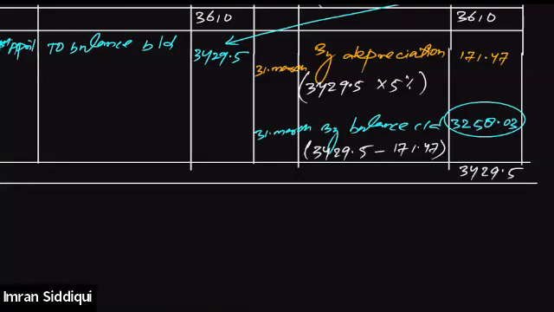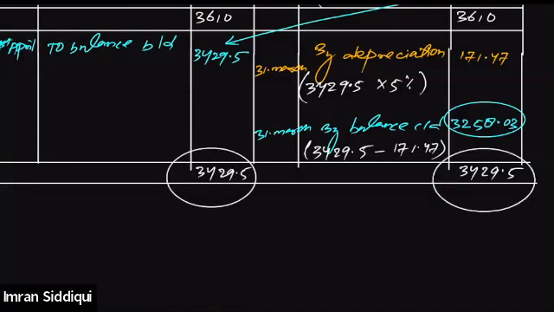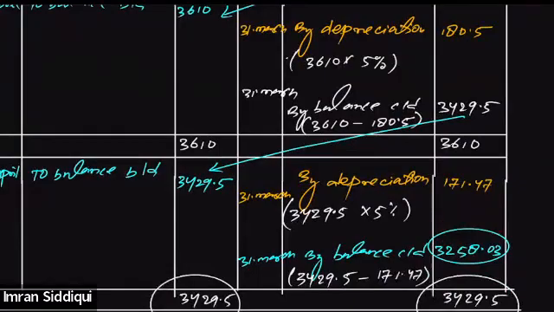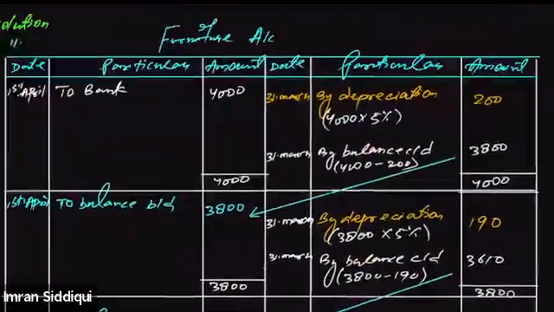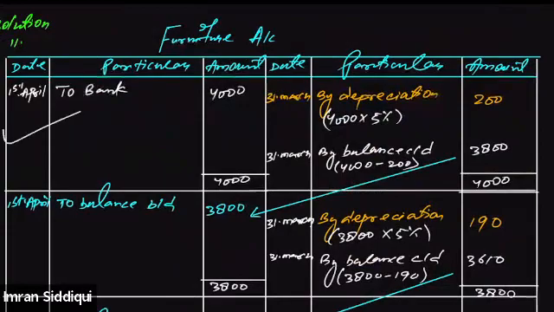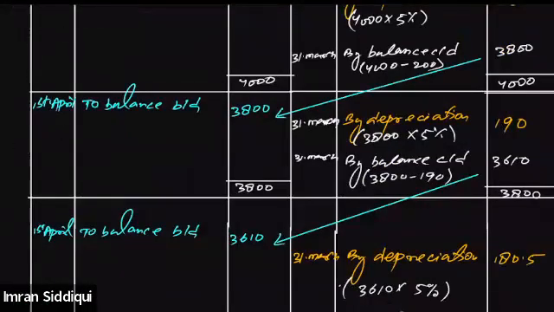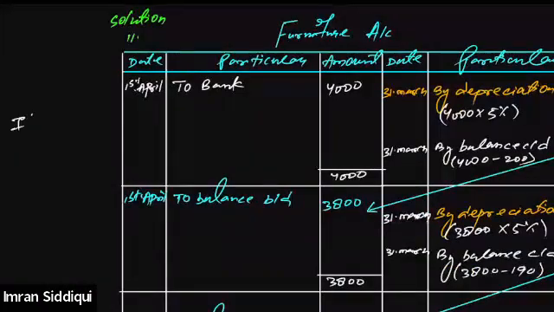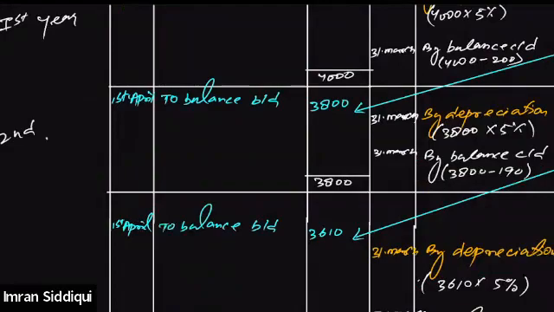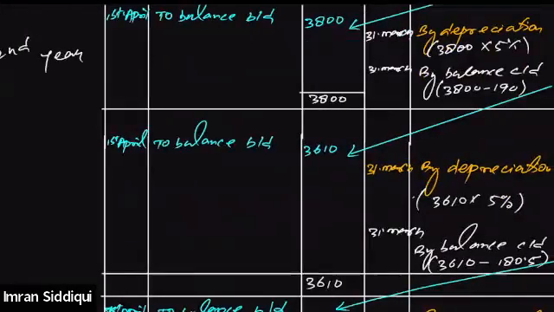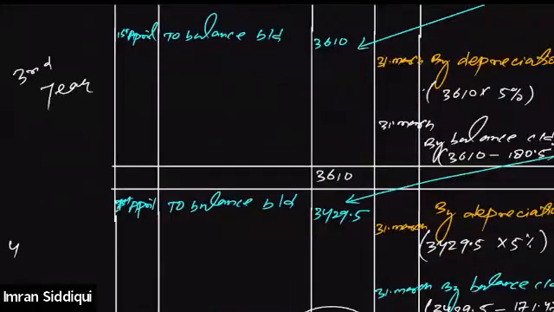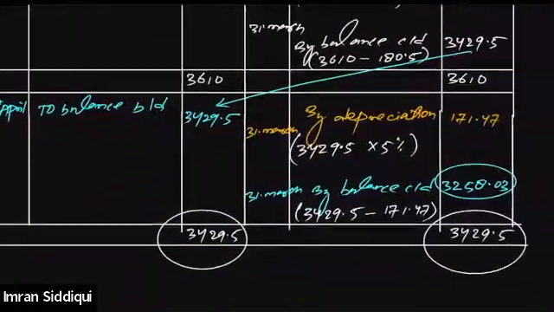Got it, everyone? Is this clear? Tell me. Yes, sir. So this is our final. We prepared the account for the fourth financial year. It's for the furniture. So this is the first year, the second year, the third year, and finally the fourth year. I hope this is clear, everybody.